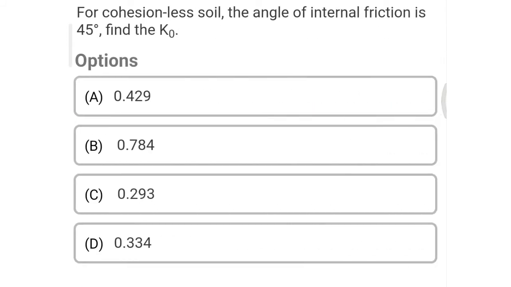So next question, for cohesionless soil the angle of internal friction is 45 degrees. Find the k naught. Option A 0.429, option B 0.784, option C 0.293, option D 0.334. So the correct answer is option C 0.293.